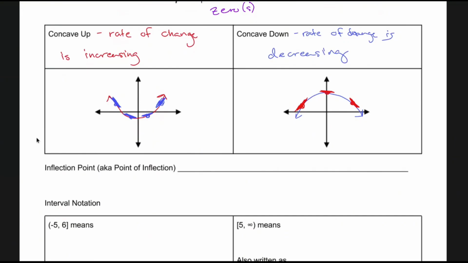What's very important is what an inflection point is. An inflection point is a change in concavity. Concavity is just fancy talk for concave up versus concave down. Or concavity could also mean if you're an ex-con and you need to get some dental work. Concavity?